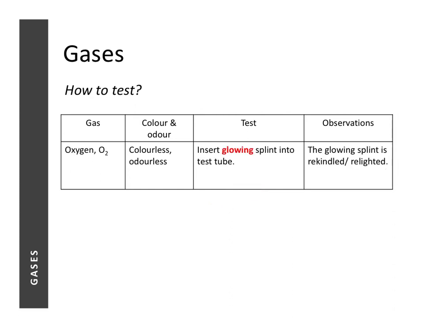Now, oxygen is also a colorless and odorless gas. To test for oxygen, we need to insert a glowing splint into the test tube. Now, why is it glowing? It's because just now in the test for hydrogen, I mentioned the use of a lighted splint. So what's the difference between a lighted and a glowing splint?